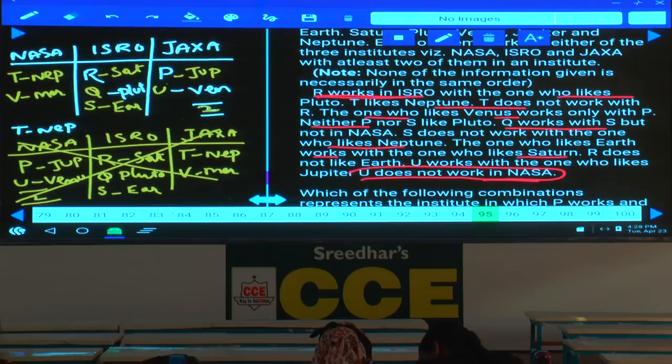Rather than writing it this way, segregating it parameter-wise, if you write P, Q, R, S, T, U, and V, then it will be very difficult for you to finalize. Each and every time you need to count two from where, three from where, which becomes very difficult.